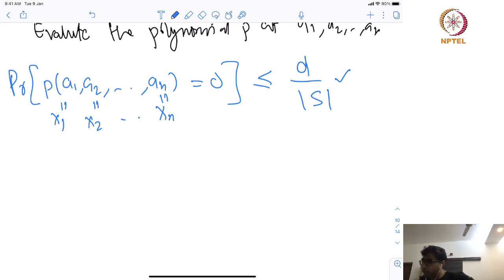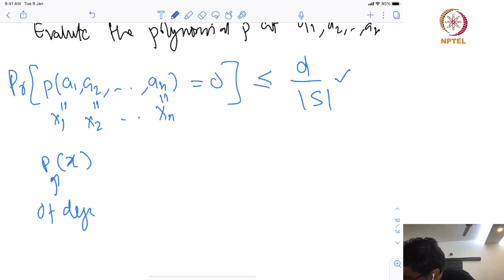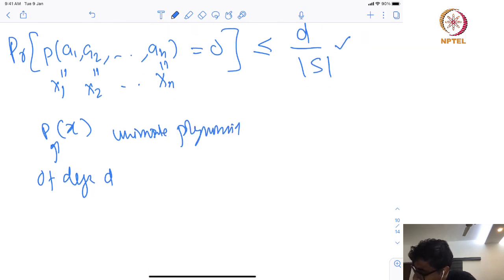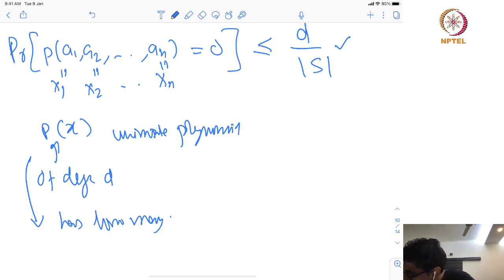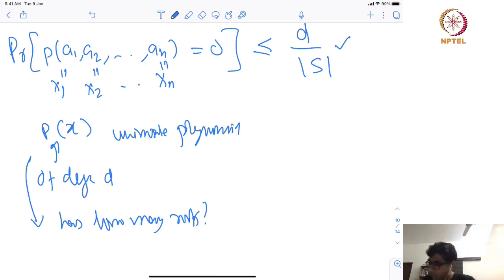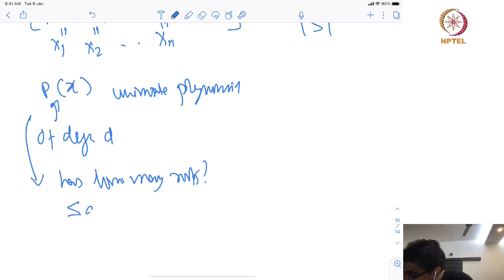Now, people who are aware of field theory should realize that suppose p was just a polynomial of degree d, a univariate polynomial. Then how many roots does it have? Think for a minute, pause. So, it has at most d roots, right. So, what is the meaning of roots?